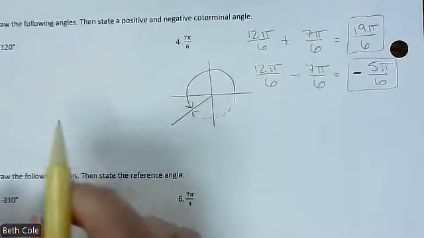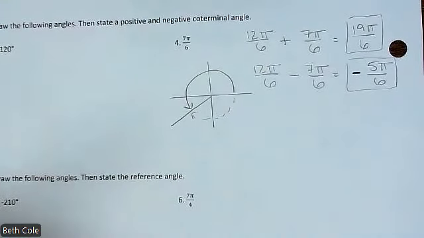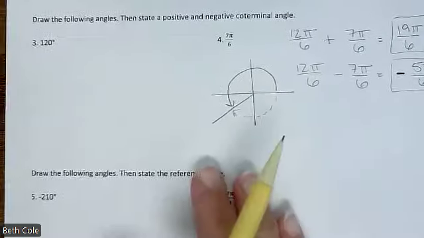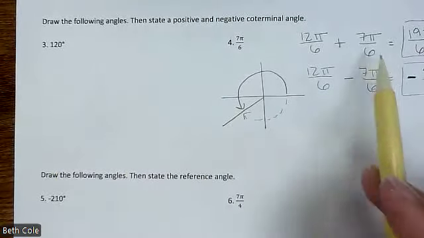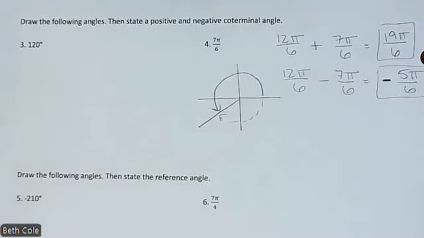When you go back and do number 3, you're going to do the exact same thing, except since it's in degrees, instead of 2 pi, what's a whole way around? Is 360. Good. So you're going to draw it and then do one adding and one subtracting, but use 360 degrees.